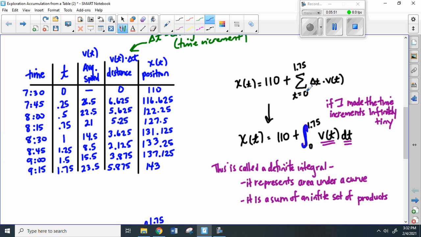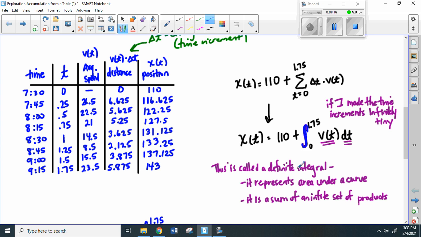All right, and instead of putting time 0 on the bottom of a sum and 1.75 on the top, we put those; they're called bounds of our integral. So we put 0 on the bottom, 1.75 on top. And instead of doing delta t times v of t, the v of t is still what we're technically integrating, but delta t is represented as dt. So it still kind of stands for the change in time.